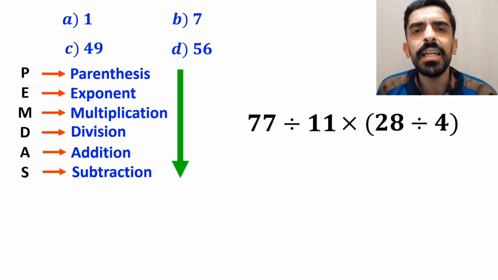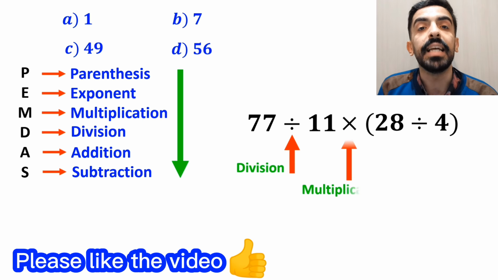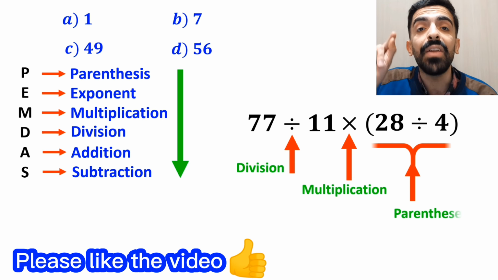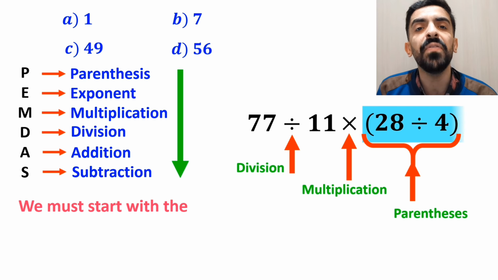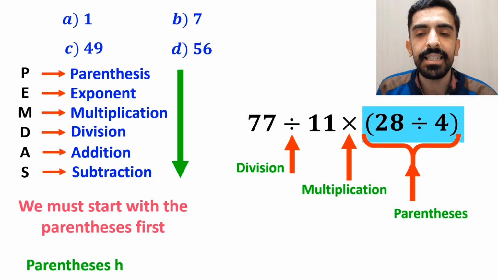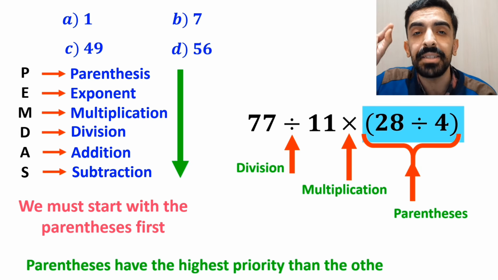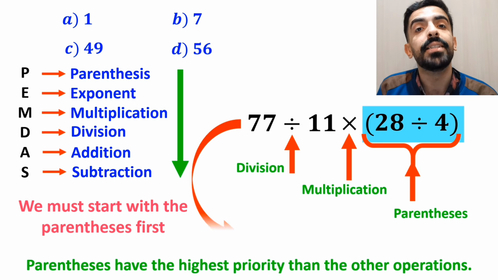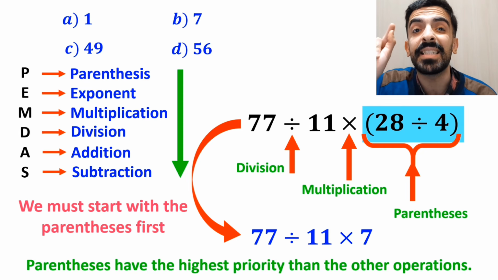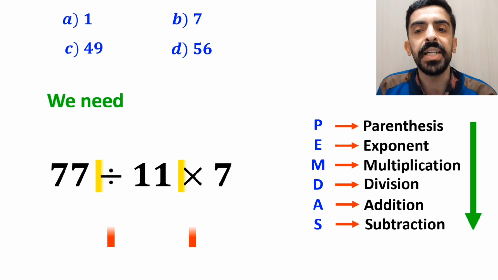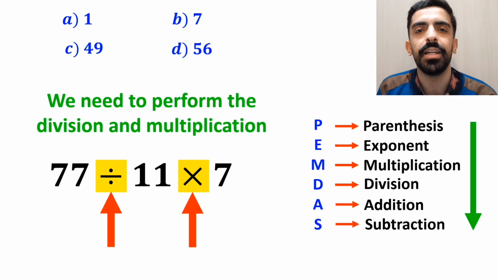Alright, as you can see on the screen, in this expression, first we have a division sign, then a multiplication sign, and finally parentheses. According to the PEMDAS rule, we must start with the parentheses first, because parentheses have the highest priority over the other operations. So, we can write this expression as 77 divided by 11 multiplied by 7. Now, we need to perform the division and multiplication.